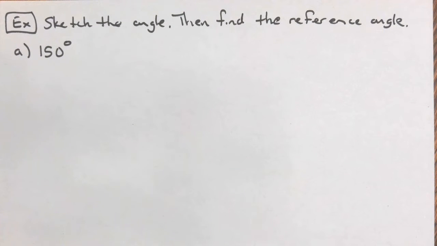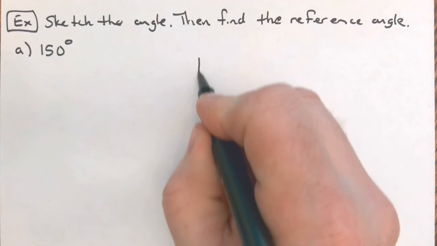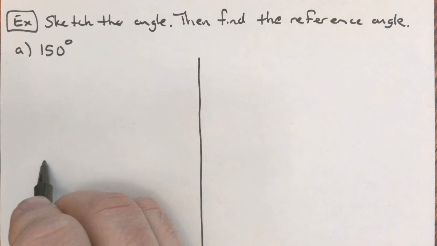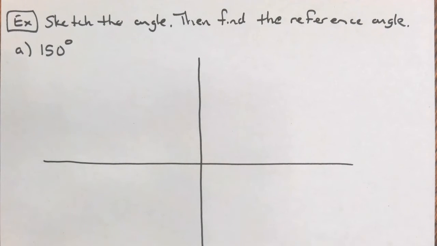The directions for this problem: we want to sketch the angle and then find the reference angle. So to go through and sketch our angle, we're going to start with our angle in standard position.